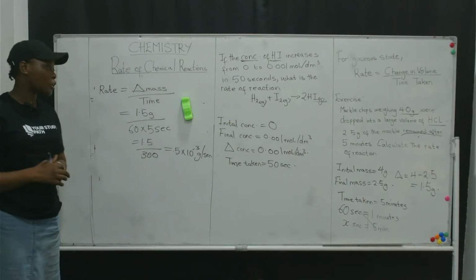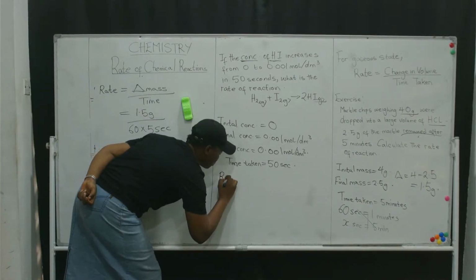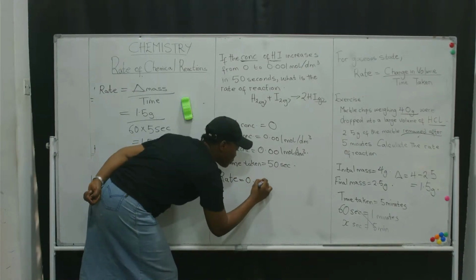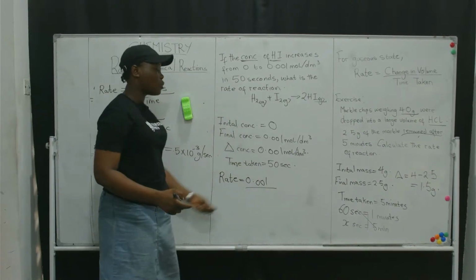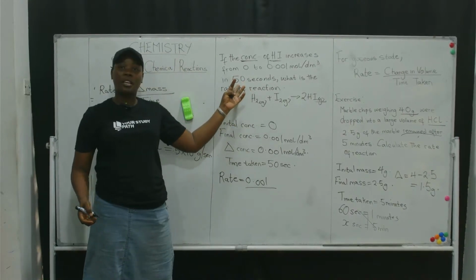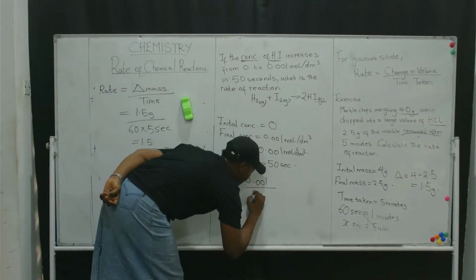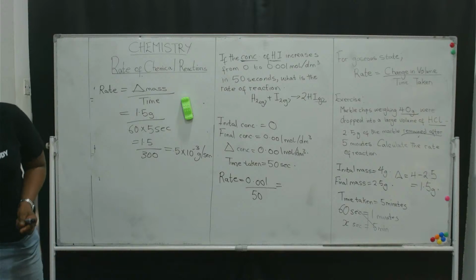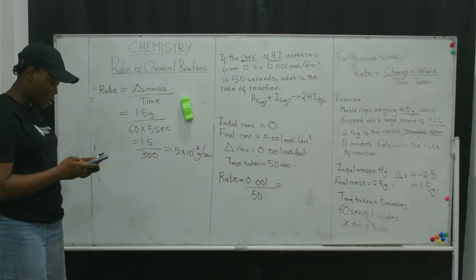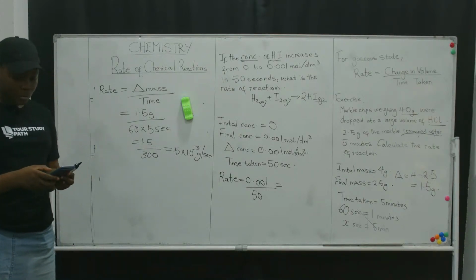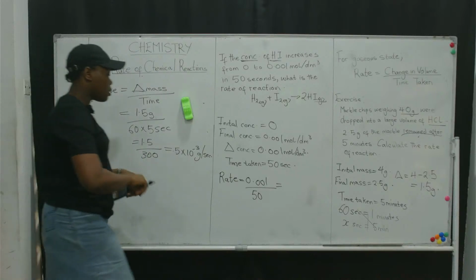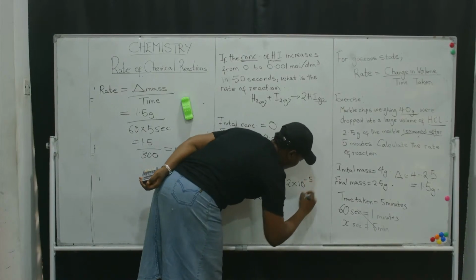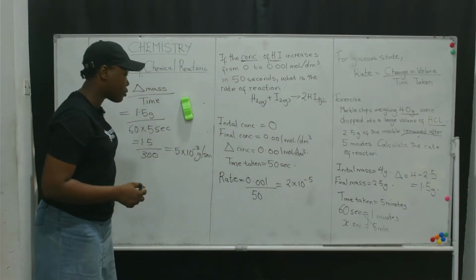Let's calculate the rate of reaction. Our rate of reaction would be the change in concentration, which is 0.001, divided by the time taken. We don't need to convert because we're given our time in seconds. So just write 50. The value we get is our answer. Let me confirm: 0.001 divided by 50 is 2 times 10 raised to power minus 5.